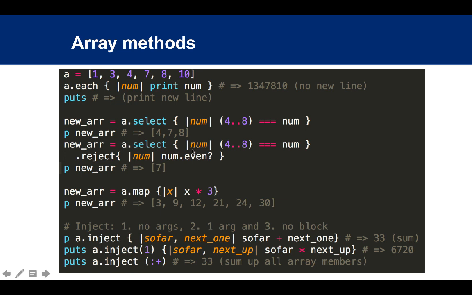And then you could also select, and then you could chain another method. So in this case, you could do reject.